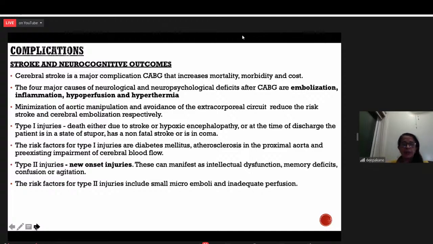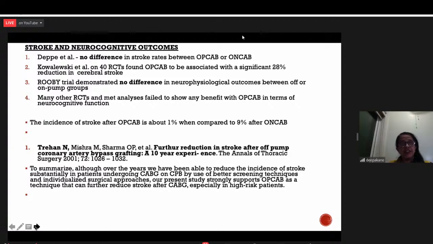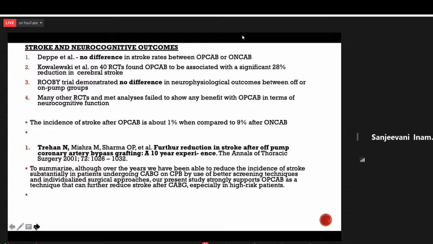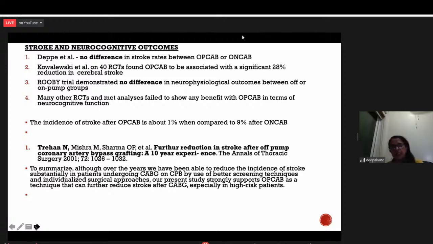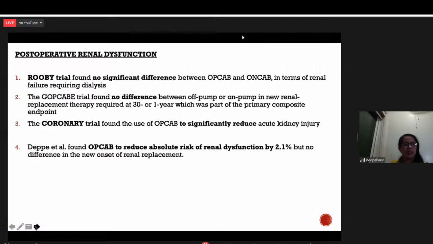microemboli and inadequate perfusion. Now, if you see different studies, trial after trial all showed no differences between on-pump and off-pump. However, Kowalewski et al. in their pooled analysis found that off-pump is associated with a significant reduction in stroke. And the incidence of stroke in off-pump was lower compared to 9%. And Rehan et al., that is our Indian experience, showed a further reduction in stroke after off-pump coronary artery bypass grafting, and they had a 10-year study in which they have shown that with off-pump, the stroke rate can even come down, even in high-risk surgery patients.